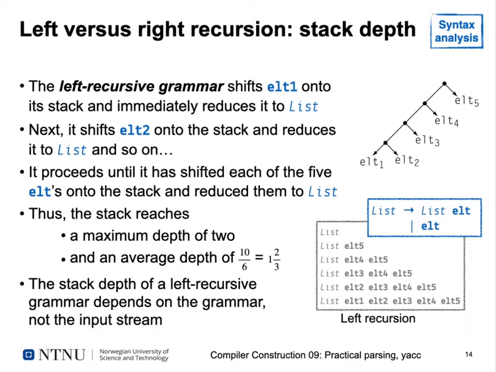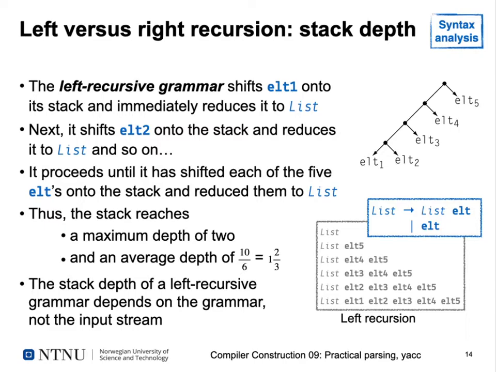So what happens when we use a left recursive grammar? Let's just take a quick look at the details of it, because I think that gives a bit more insight into what's actually going on inside your parser. So our left recursive grammar shifts element 1 onto the stack and immediately reduces it to list when it sees an element here. So when we parse something like this, next it shifts the next symbol element 2 on our stack, reduces it to another list, and then element 3 until we arrive at element 5.